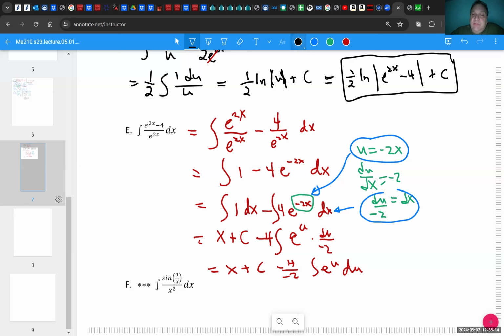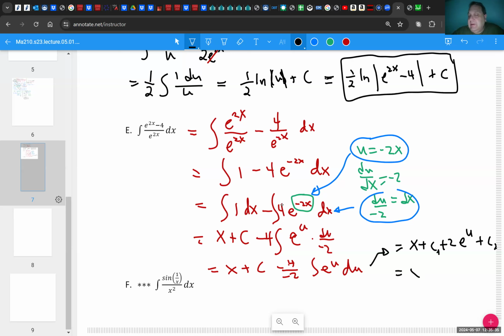So I'm running out of room, so I'll go right here. This is x plus some constant. Minus 4 over minus 2 is plus 2. The antiderivative of e to the u is e to the u. And then I got another constant. So this is like my C1 and C2. You don't really need lots of constants. Let's just call them one big constant, right?